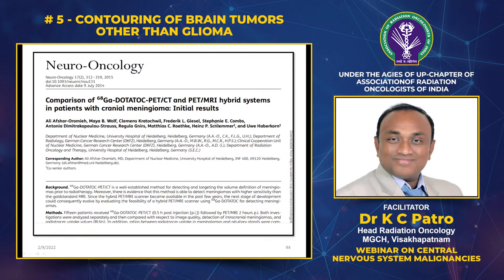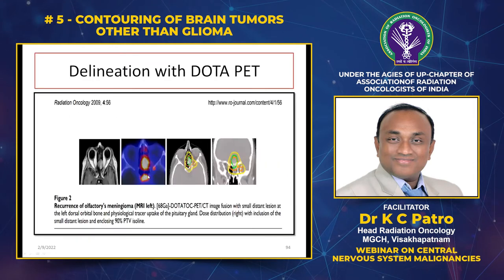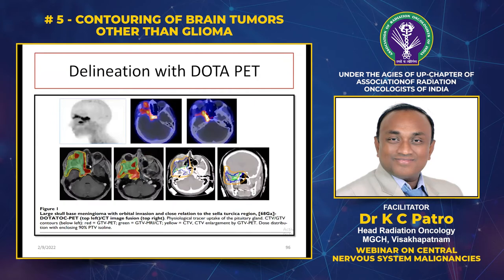And so yeah, remember this pituitary is normal. So these are the things you have to remember: there is normal physiological uptake in the pituitary gland. So don't think that it is a meningioma. If there is a doubt, compare with the pituitary, compare with the MRI, and compare with the DOTA scan. Again, you can take the help of DOTA PET.